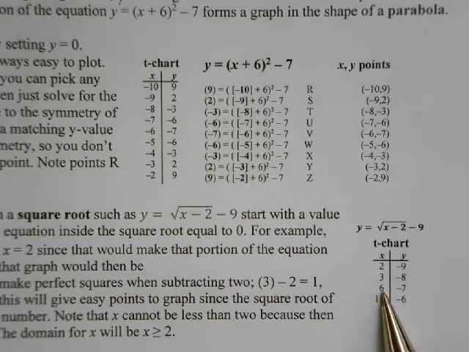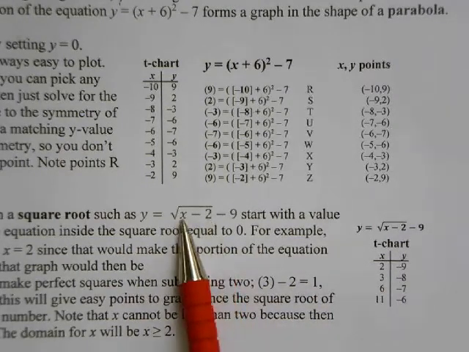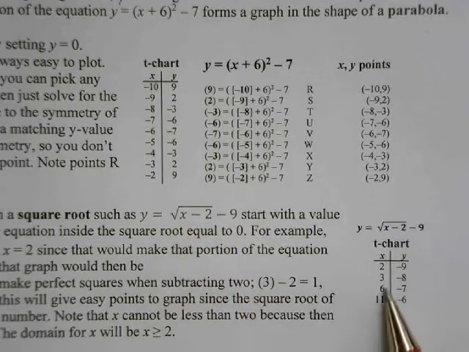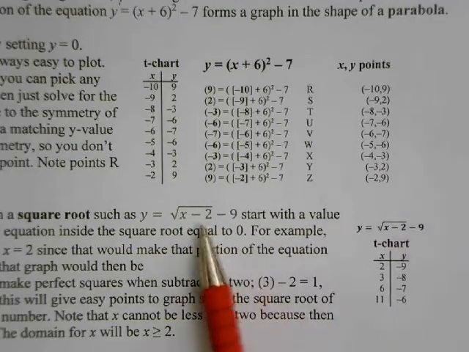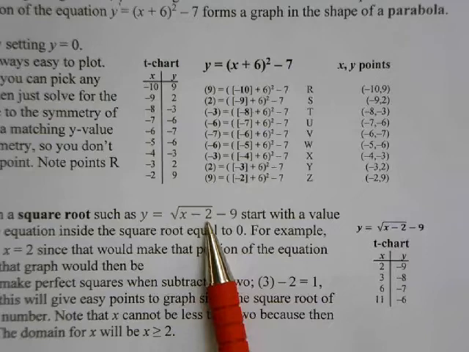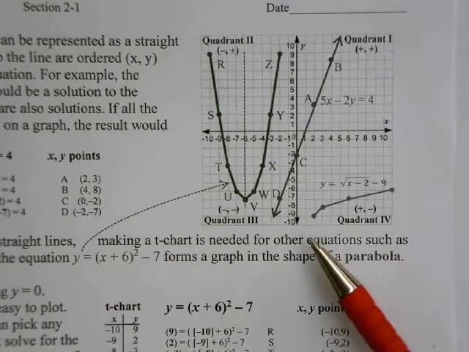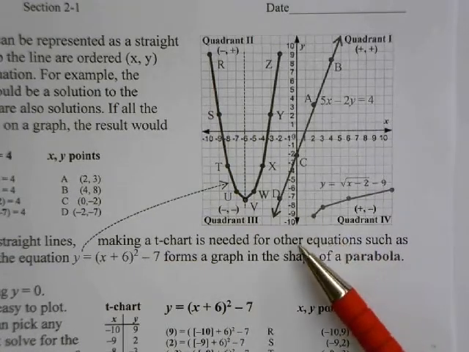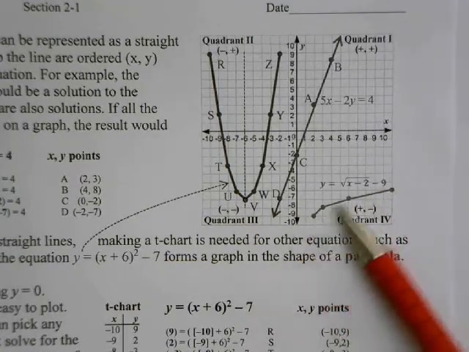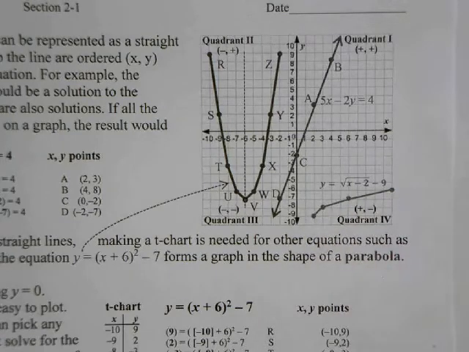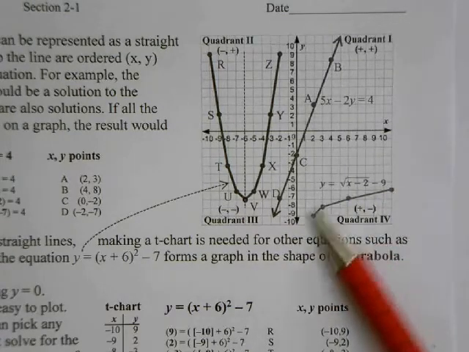Then I jumped to 6, because 6 minus 2 is 4. That's the next square. After that, I jumped to 11, because 11 subtract 2 is 9. Again, I can take the square root of 9. In general, square root type functions will have this kind of graph. It's kind of like half of a parabola on its side.